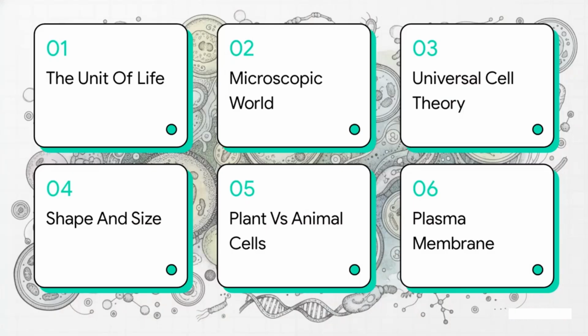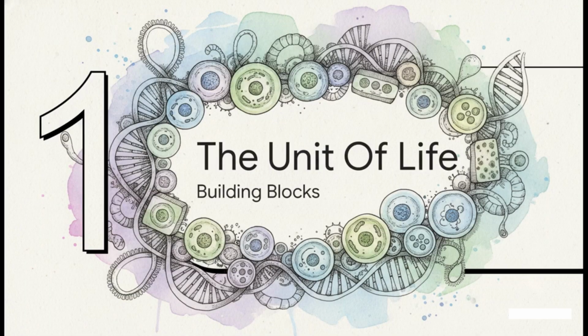To answer that, here is our roadmap for today. We're going to cover: 1. The unit of life, 2. Discovering the microscopic world, 3. The universal cell theory, 4. Diversity in shape and size, 5. Plant versus animal cells, and finally, 6. The plasma membrane. All right, let's start with the big picture.